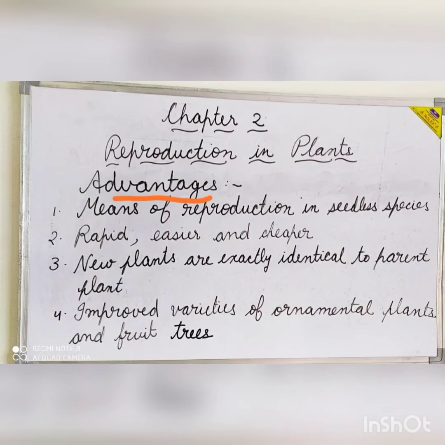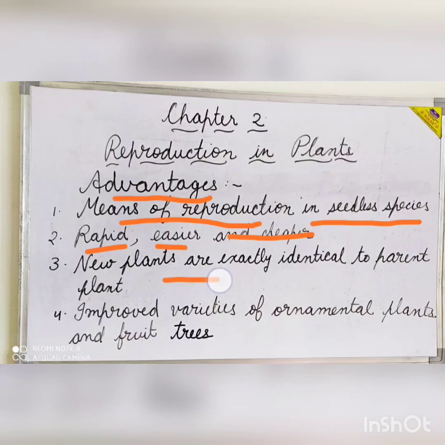Advantages of vegetative propagation. Vegetative propagation is the only means of asexual reproduction in species which are seedless or which usually do not have viable seeds, such as banana, figs, pineapple, and chrysanthemum. This is a rapid, easier, and cheaper method of reproduction compared to the production of plants by seeds.